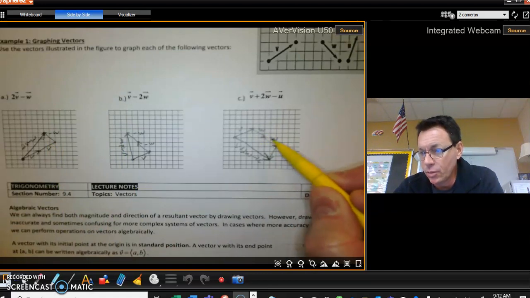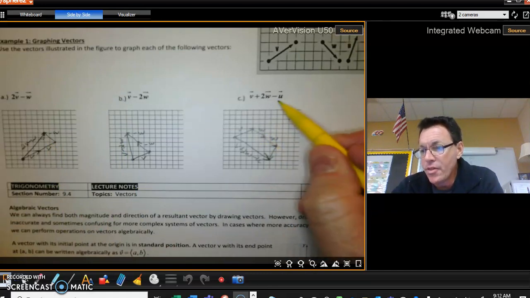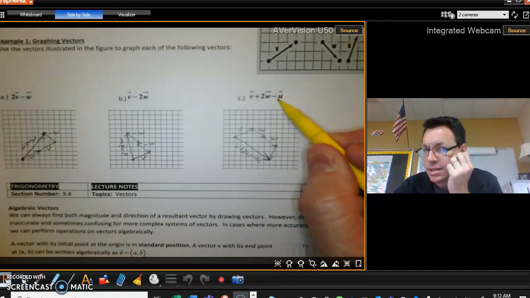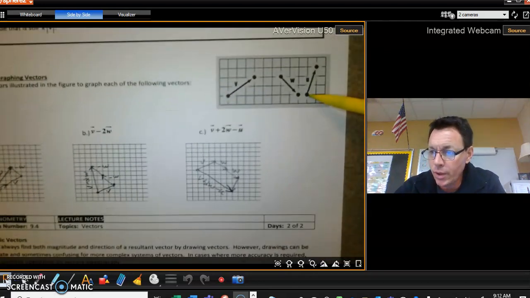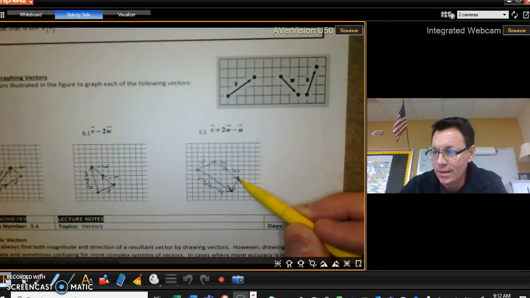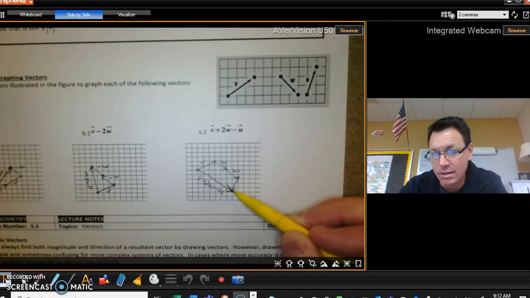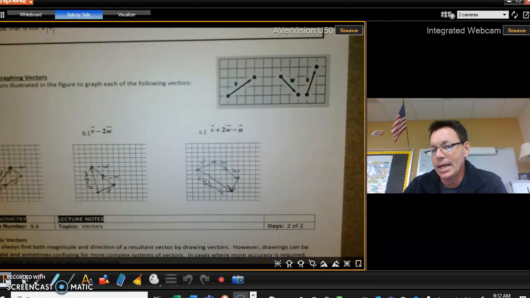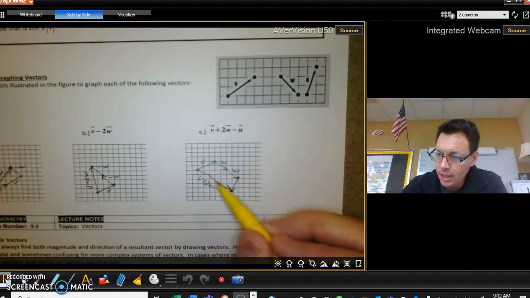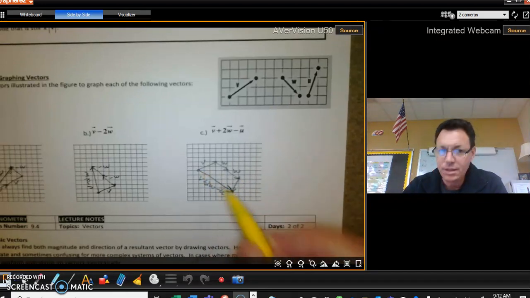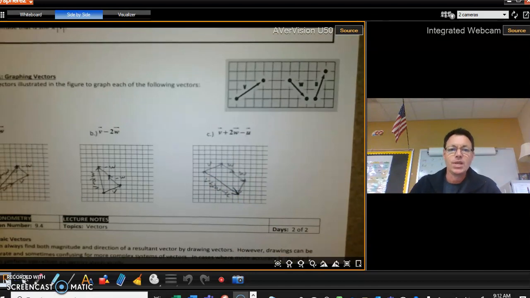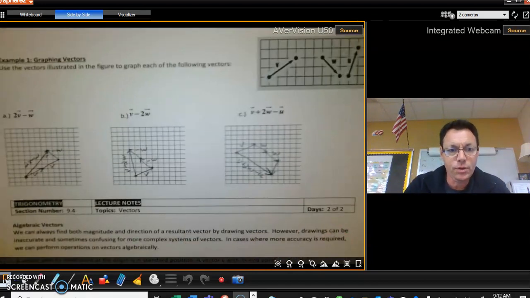Then I should draw another one down and to the right again. Then I drew the opposite of U. U was going up and to the right, so I went in the exact opposite direction, down and to the left, and that's where it ended. So my entire graph started here and ended here, so that is my resultant. Okay? Take a look at the homework and let me know if you have questions on that.